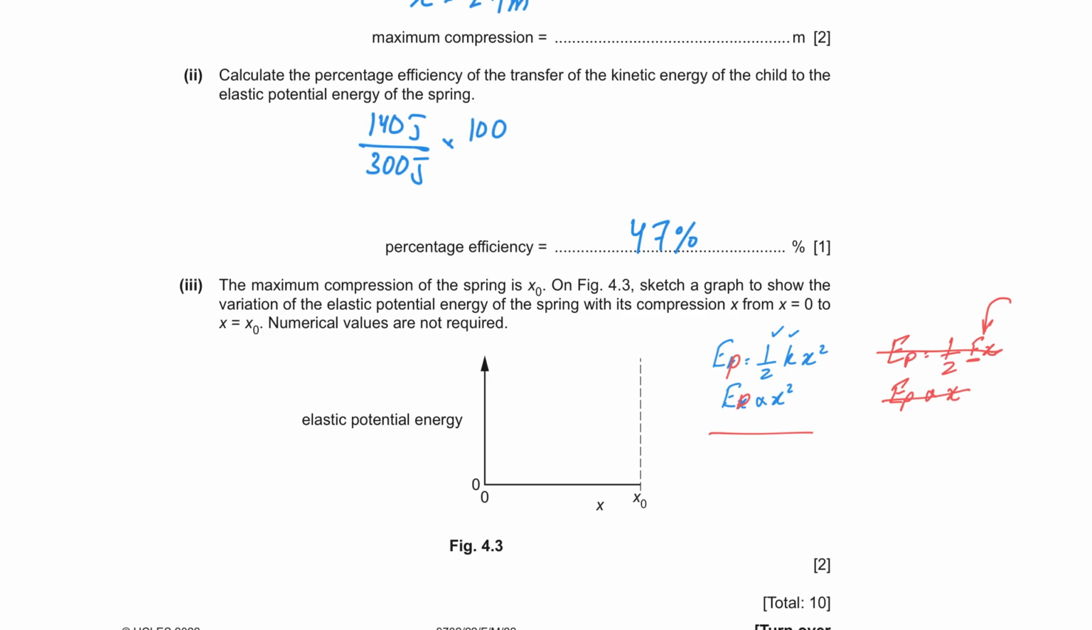Once you figure this out, you need to draw a graph of y equals x squared. That is what they're asking. So the graph would look something like this: a curve starting from the origin, and the gradient of the line increases.